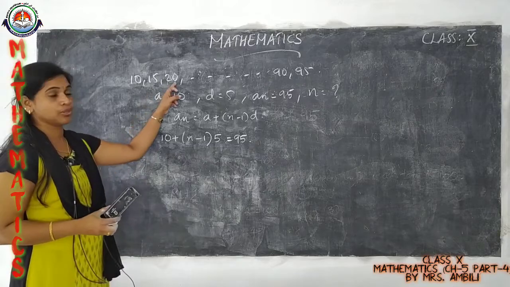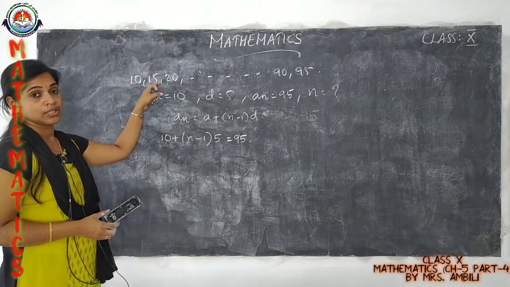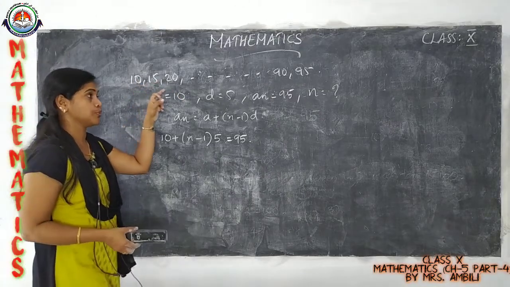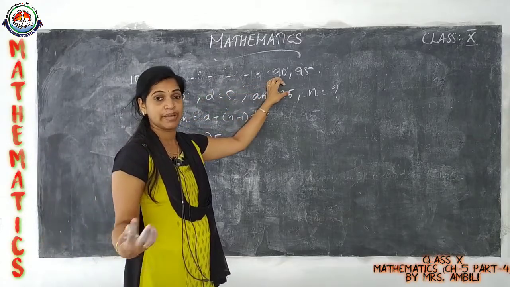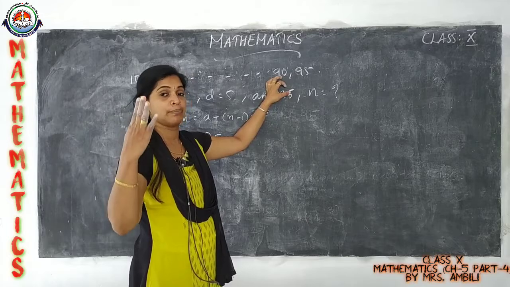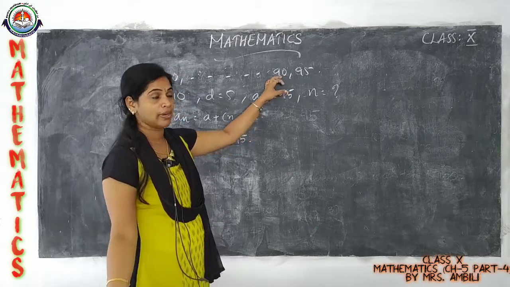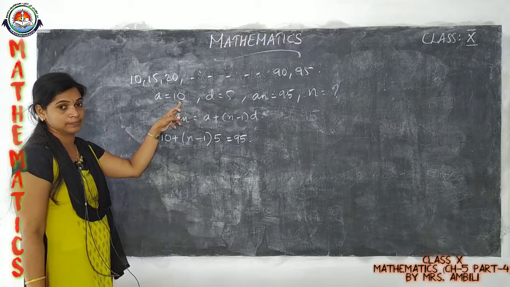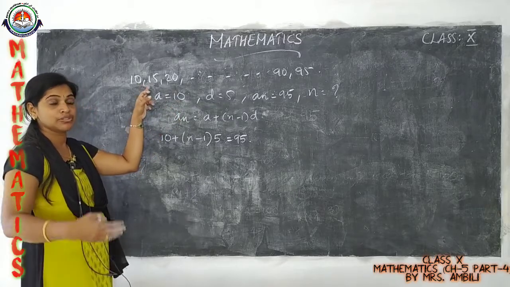So here you understood how to form an AP. Our question is: how many 2-digit numbers are there divisible by 5? It is not given. So the first 2-digit number is 10, starting from 10. So 10 is divisible by 5. So the first term you can take as 10. Next 11, 12, like that.